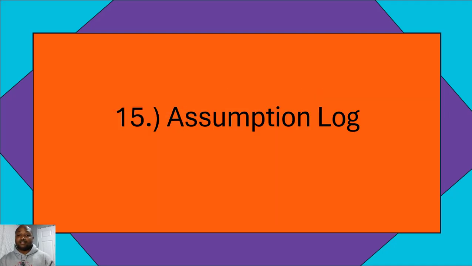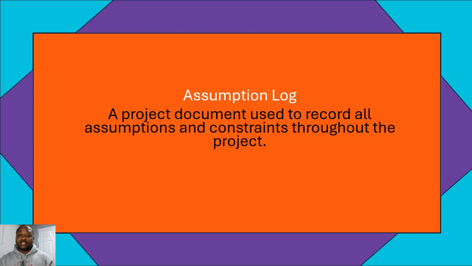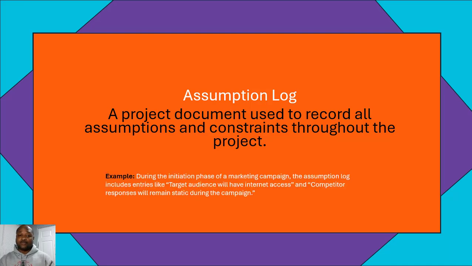Number 15, assumption log. Assumption log is a project document used to record all assumptions and constraints throughout the project. For an example, during the initiation phase of a marketing campaign, the assumption log includes entries like target audience will have internet access, and competitor responses will remain static during the campaign. Those will be classic examples of an assumption log.